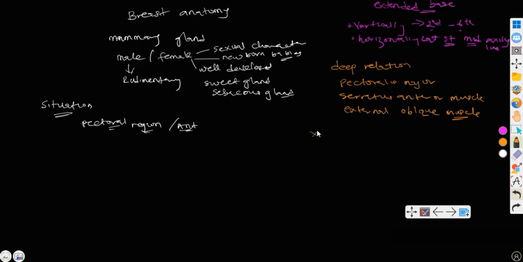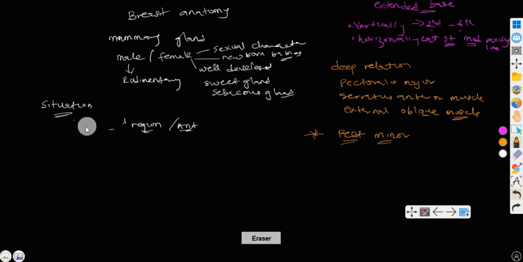Take note that when we discuss the relations, we didn't mention the pectoralis minor muscle. The pectoralis minor muscle is hence not among the deep relations of the breast. So if you have an MCQ that asks which of these muscles is not part of the deep relations of the breast, you say pectoralis minor. But pectoralis major, serratus anterior and external oblique muscle are part of it. So these are the relations to the breast.